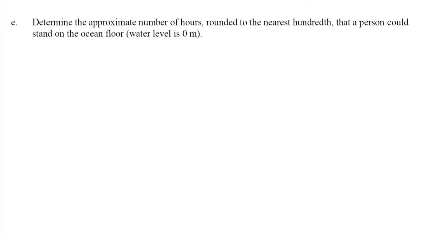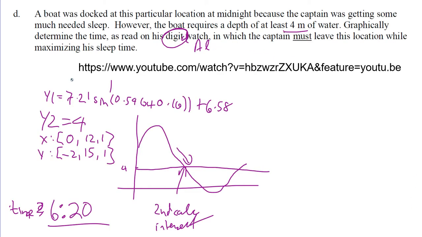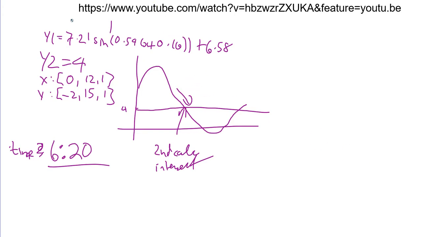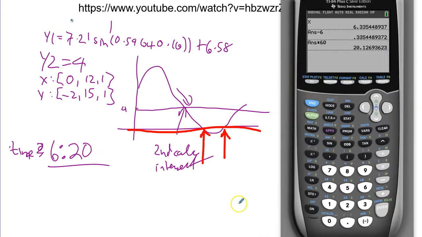Determine the approximate number of hours, rounded to the nearest hundredth, that a person could stand on the ocean floor. So the water level is 0 meters. Well, 0 or below, right? So let's go back here, and we'll just make this red. What we're interested in this time is here to here. So I'm going to pull up the calculator. We'll go to y equals. We will set this to 0. Graph. So it's going to be in this little area here.